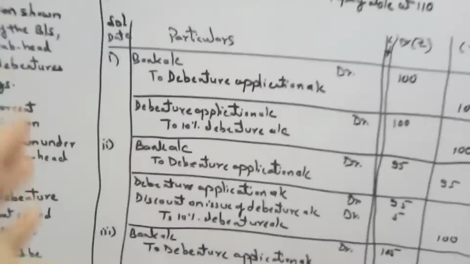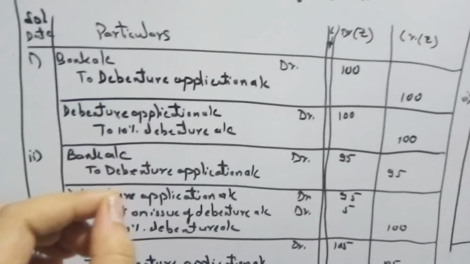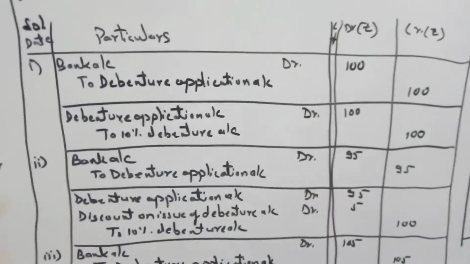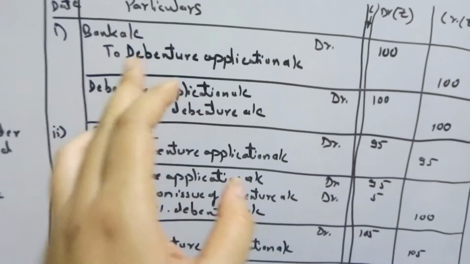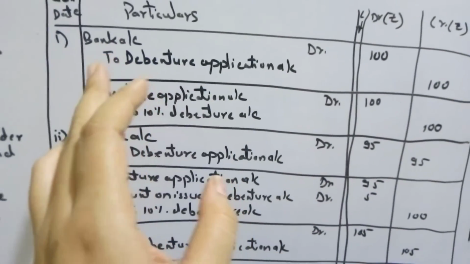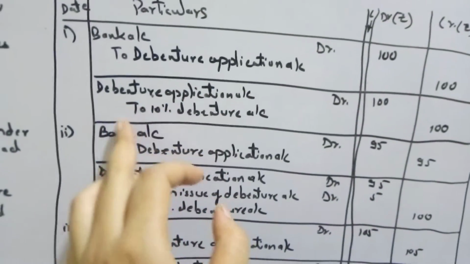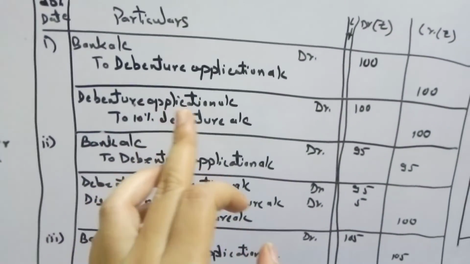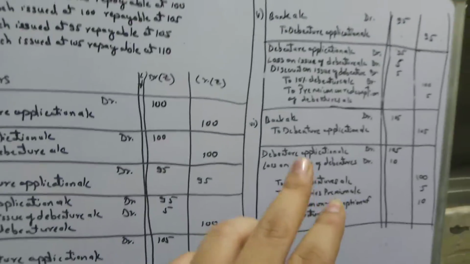Remember, though I have not mentioned the narration here, you have to write it whenever you pass a journal entry; narration is an important part of it. So whatever entry you are making, just make a narration, like being cash received against debenture application. Here you have to pass being application money transferred to the 10% debentures account. This is how you have to make the narration of each and every entry.